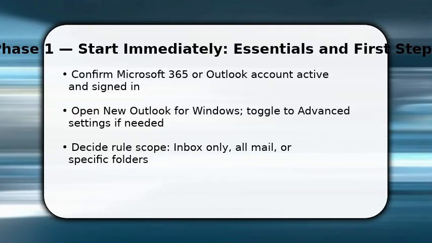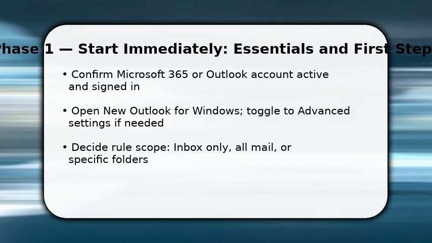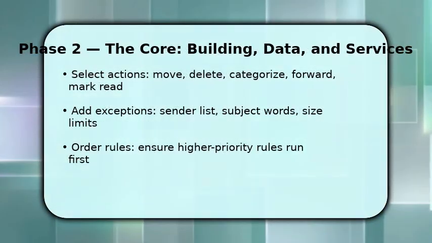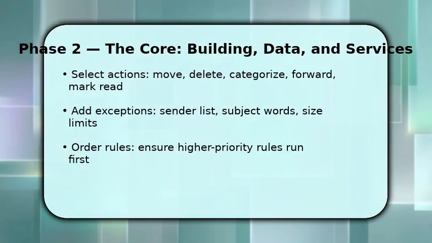Once you pick scope, click Create Rule and select the trigger: sender, subject, or message contains. Make sure to name the rule clearly so you can find it later, and save the initial trigger before moving to actions. Now configure what Outlook should do when the trigger fires.